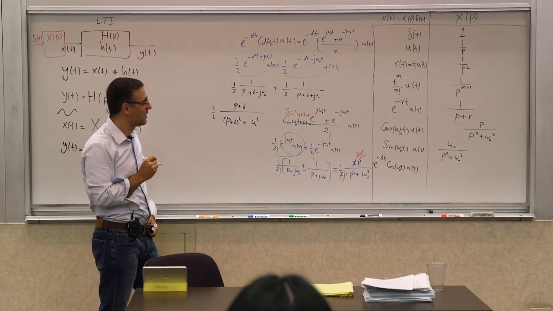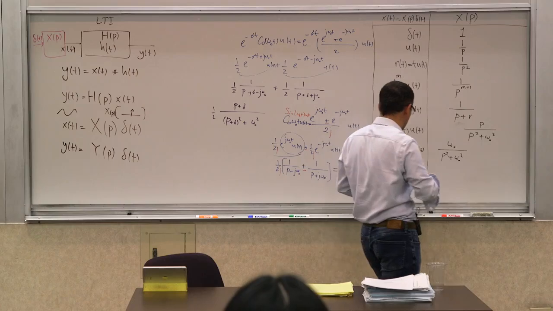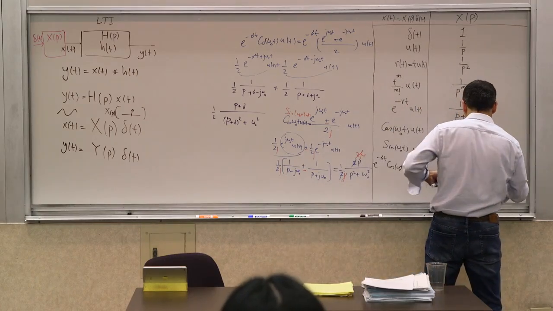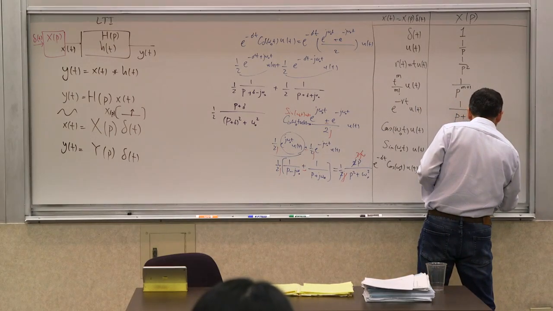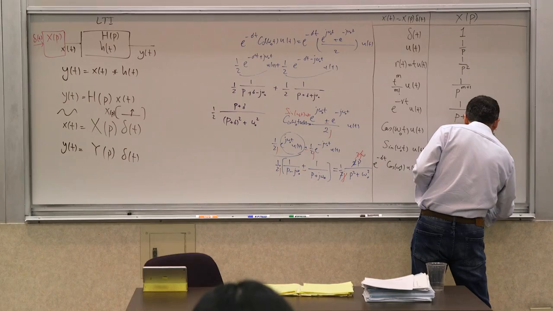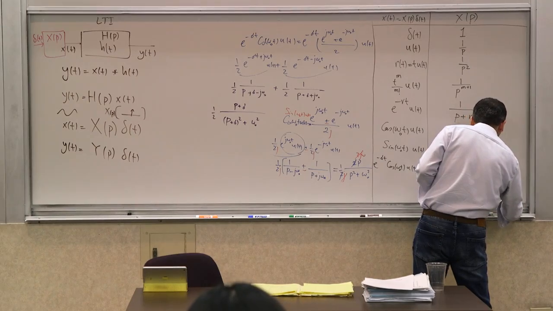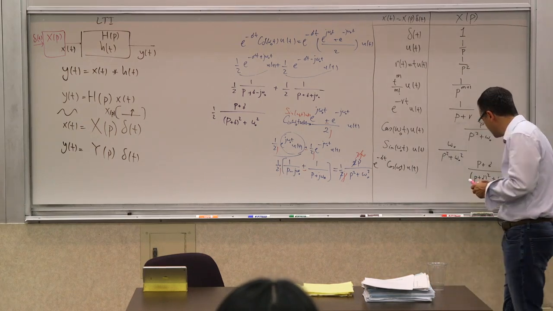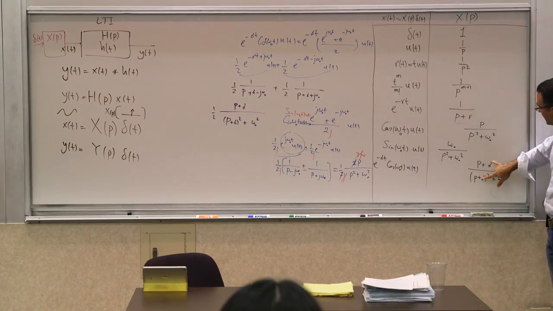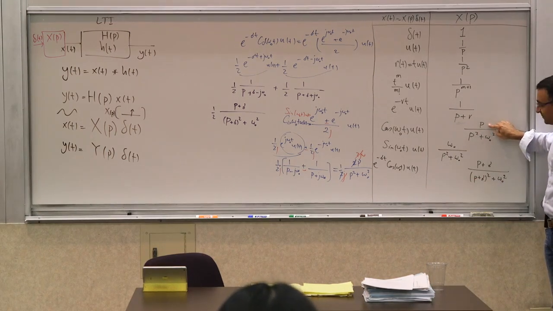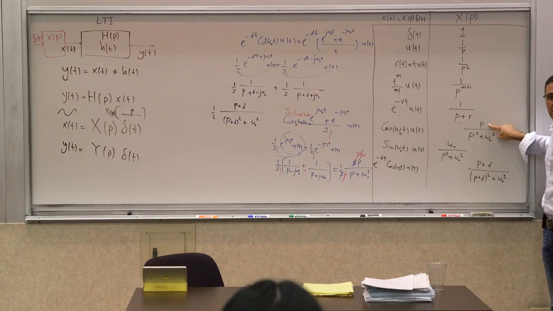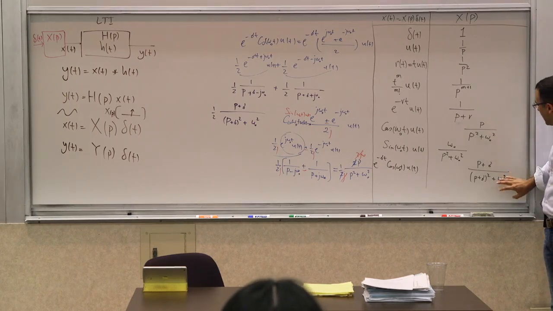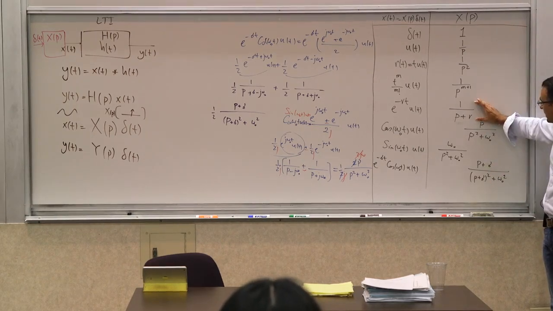Right? So this produces (P plus sigma) over ((P plus sigma) squared plus omega 0 squared), which also satisfies the criterion that I said earlier to you. If sigma is 0, this reduces to that. If omega is 0, it reduces to this.